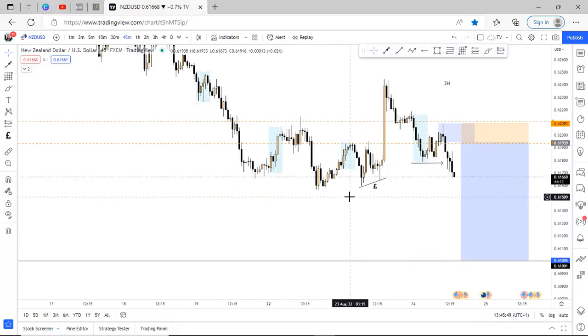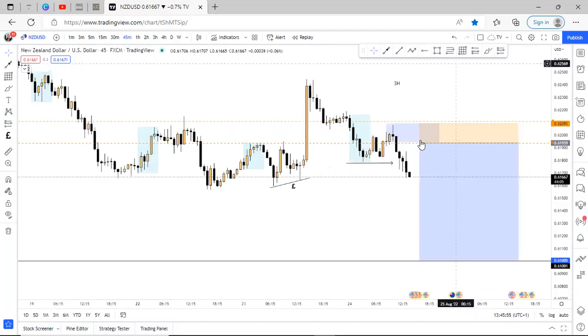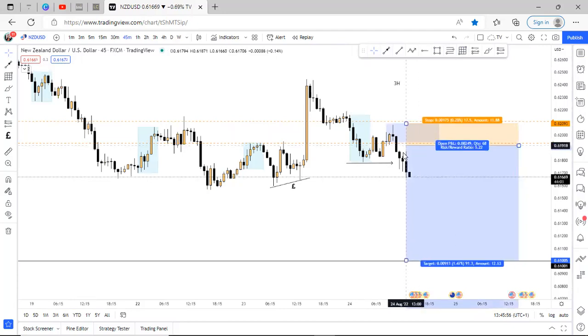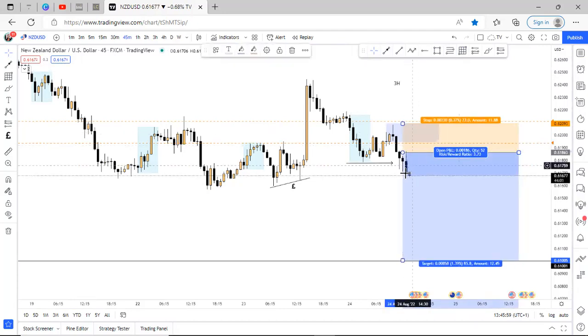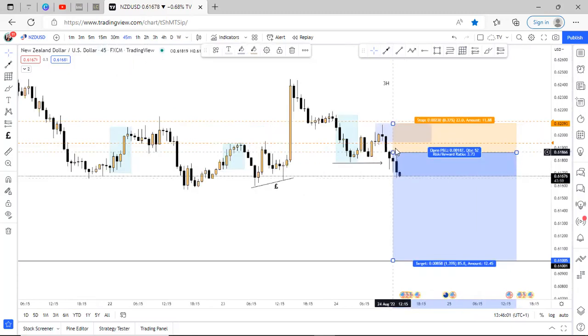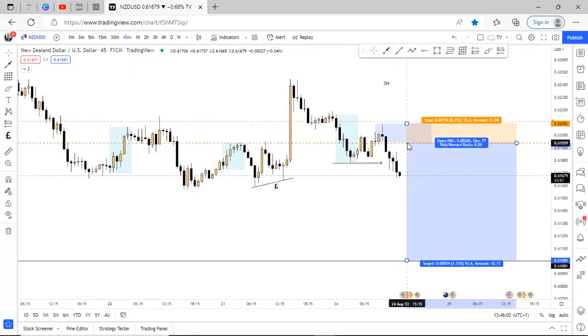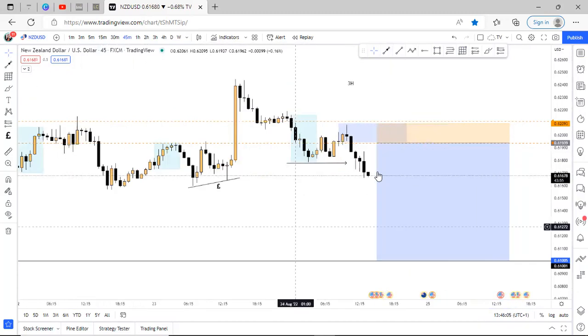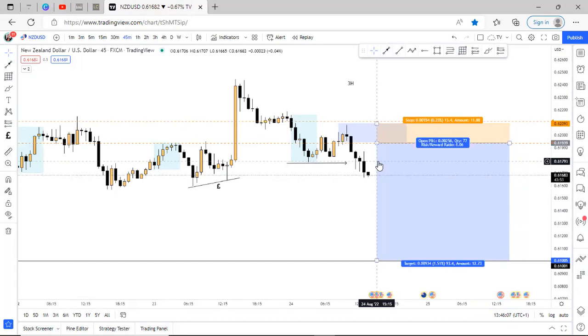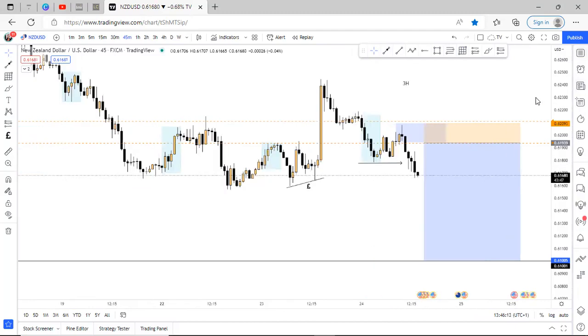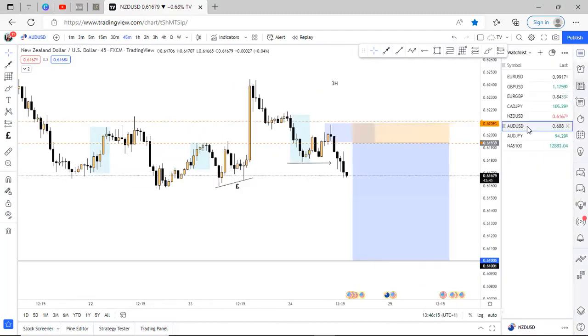So that'll be all on NZD USD. Okay, so I think maybe if one would have gotten an entry here, that's quite okay too. But I'll wait. If it comes back, good, and if it doesn't come back, that means I'm out. I'm not going to be taking this trade. Okay, so moving on to the next pair right now. I hope this video is not long.